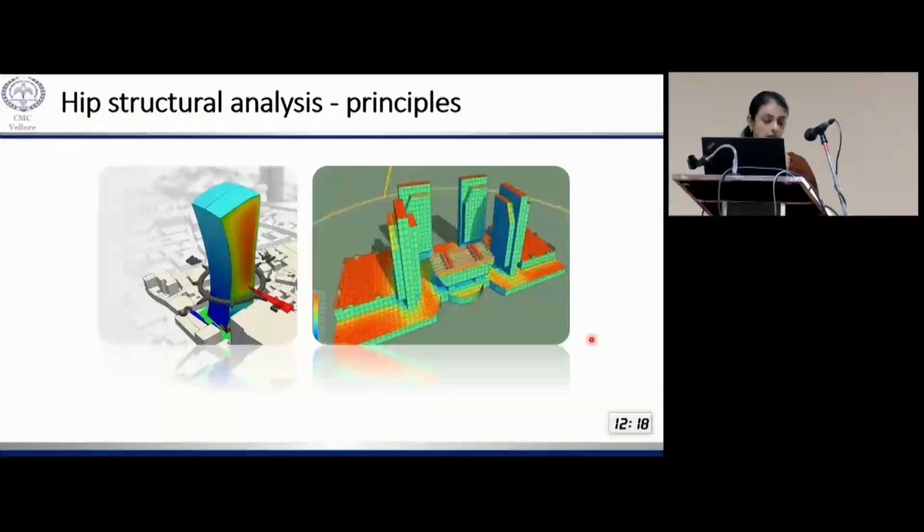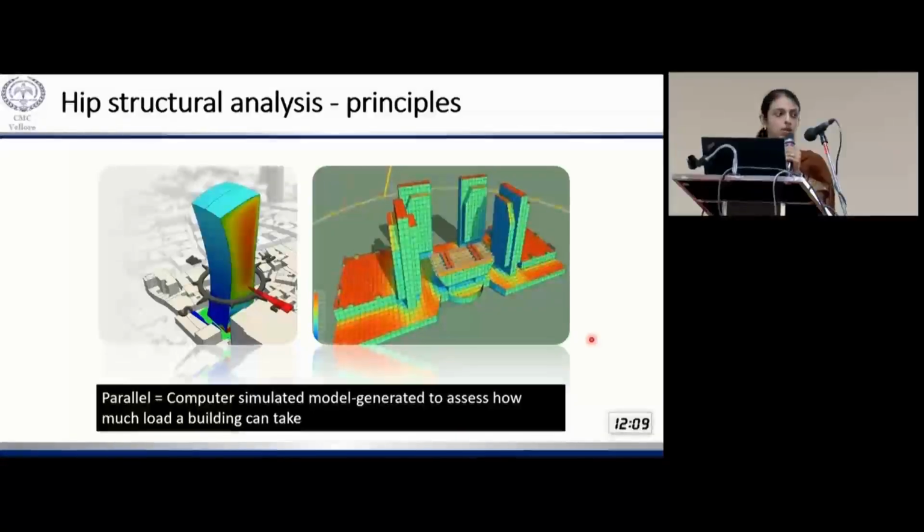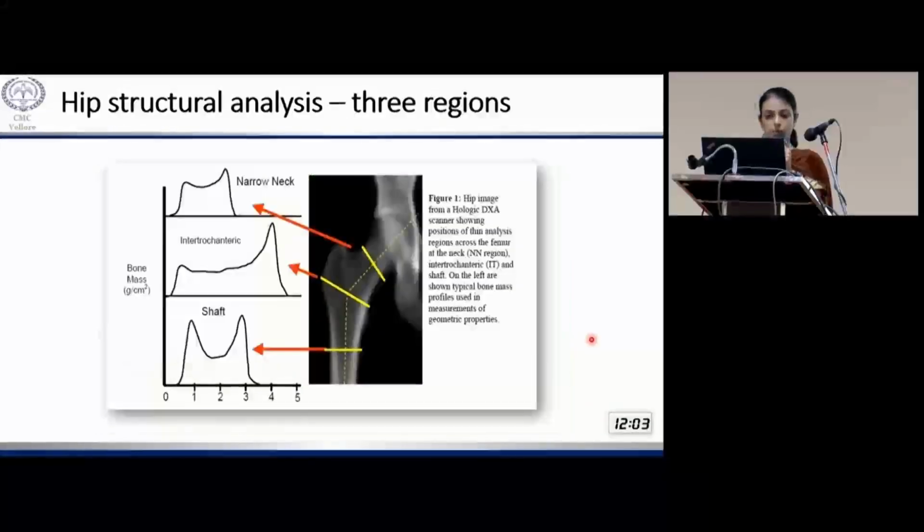And this is analogous to big buildings where architects and engineers, to study how much load the building can take, would make use of computer simulated models. And proximal hip geometry is studied in a similar way by looking at densitometric images of the proximal hip.